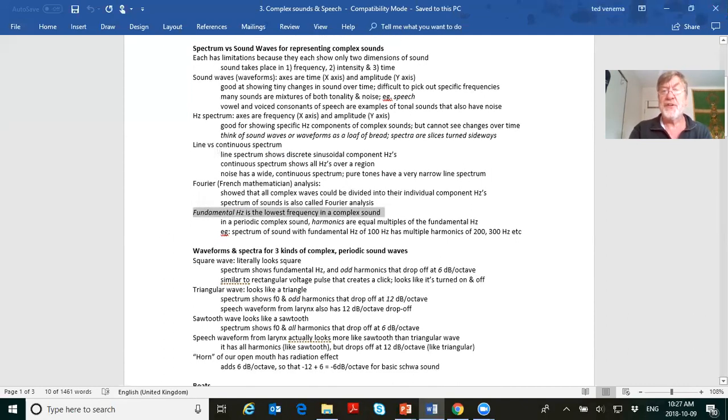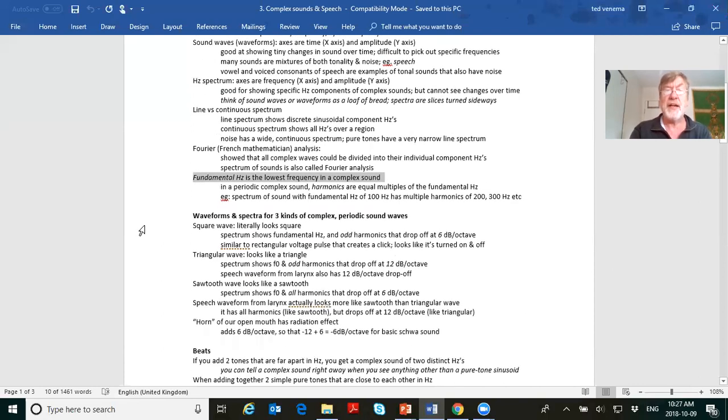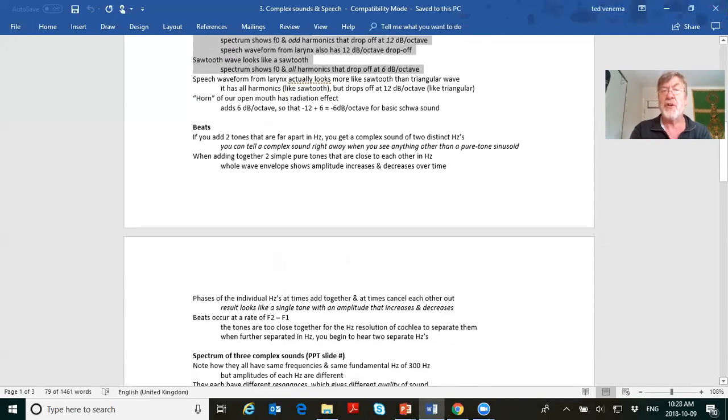I'm not going to ask you to memorize what square, triangular, and sawtooth waves are. I just want you to know that they are basically 3 experimental complex waves that show how complex waves can be built to look really weird if you add frequencies to them in just the right way. But don't worry about that. That's just for your own esoteric knowledge.